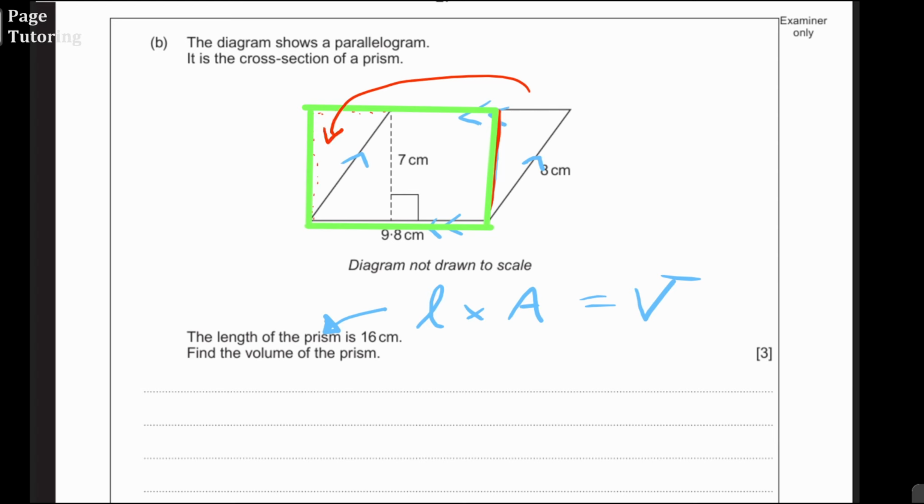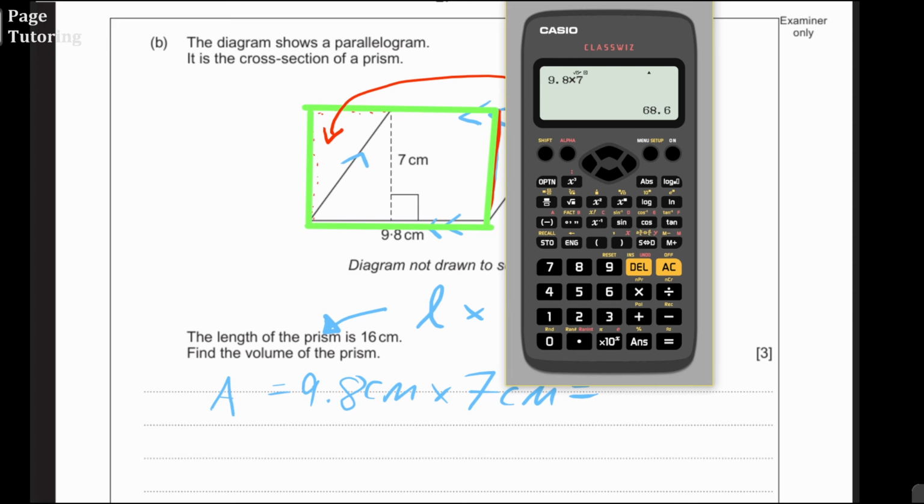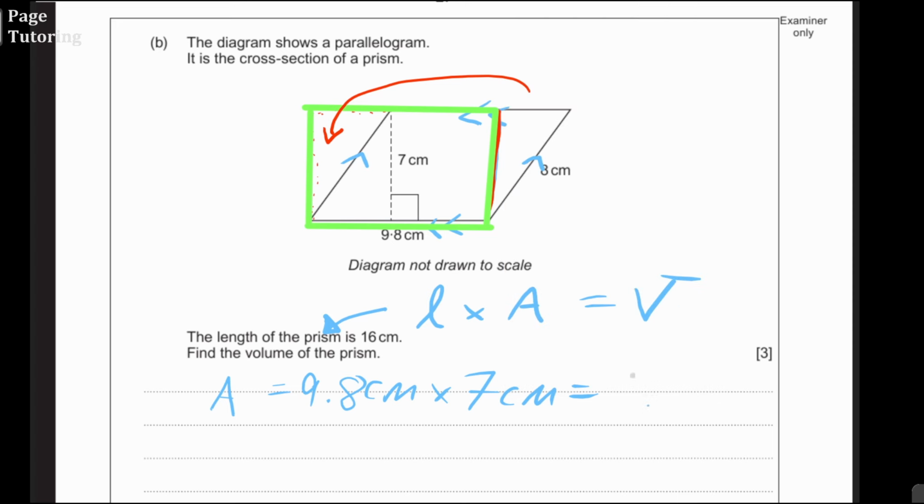So now all we need is the base of the rectangle. Now we turn the parallelogram into a rectangle. So that's 9.8 centimeters it's given us here, and we can see that the height is 7 centimeters. So that area is just 9.8 centimeters times 7 centimeters. So that's 68.6 centimeters squared, because that's the area.